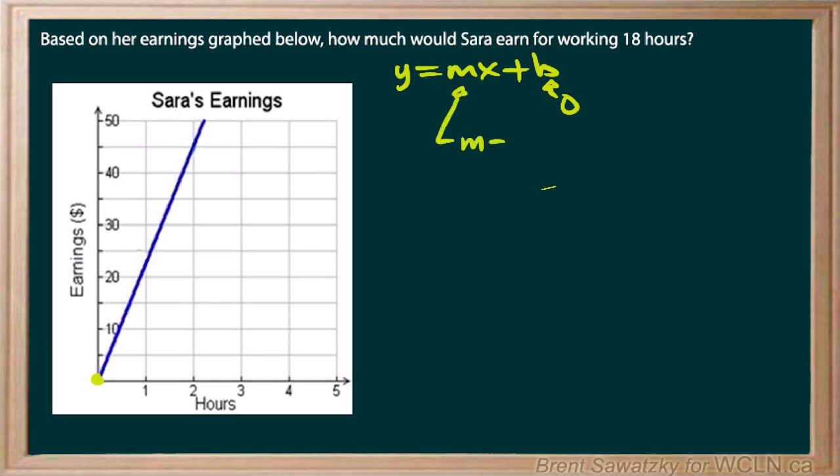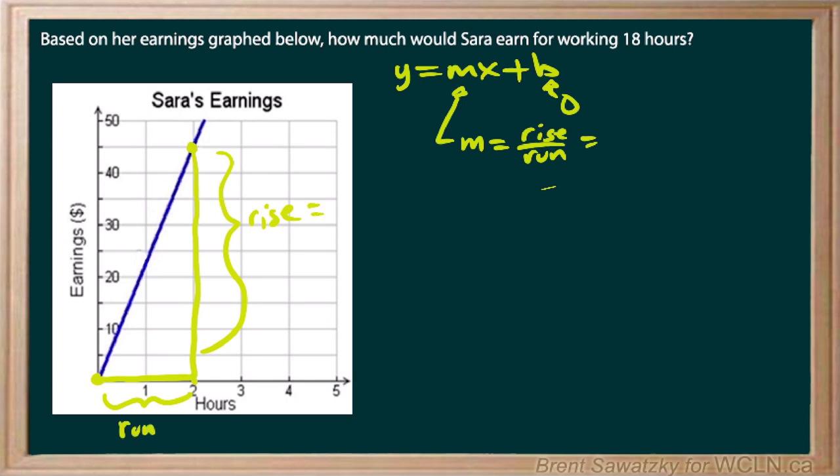And so the slope is our rise over the run. Let's take a look at the graph here. So 2 points that cross the grid nicely. Here's a nice intersection point there, and we'll just use the 0 as well. And let's draw in a triangle. This would be our rise here, and this would be our run. So the rise goes from 0 to 45, so we can say the rise is $45. The run is 0 to 2, so 2 hours.